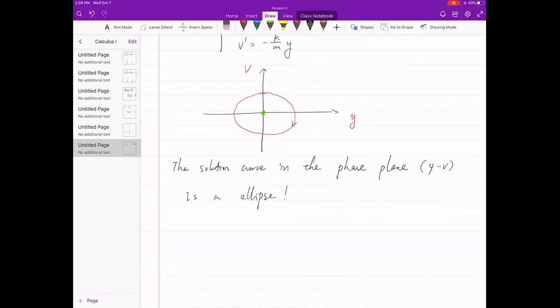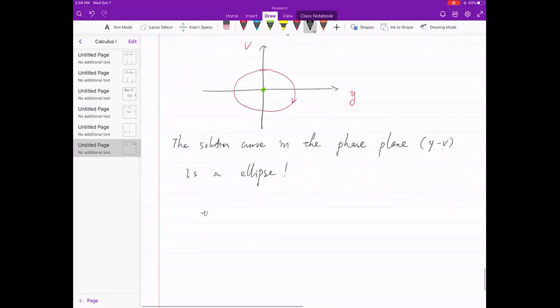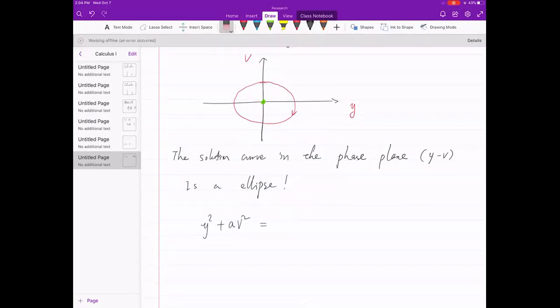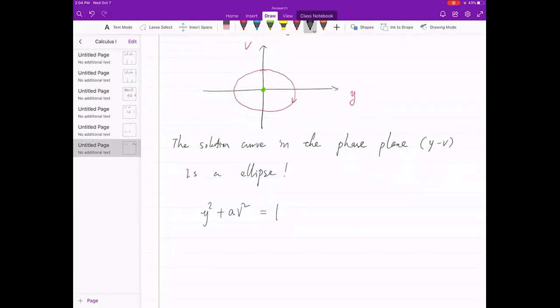That means what? That means y squared plus v squared is going to give you a circle. But now if you times a constant here, it should equal 1. That's what we have for an ellipse. If a is 1, then you got exactly a circle. Let's not say 1, let's say r. Okay, just to make it look nicer.